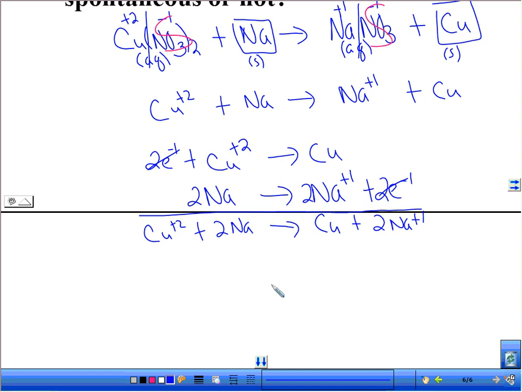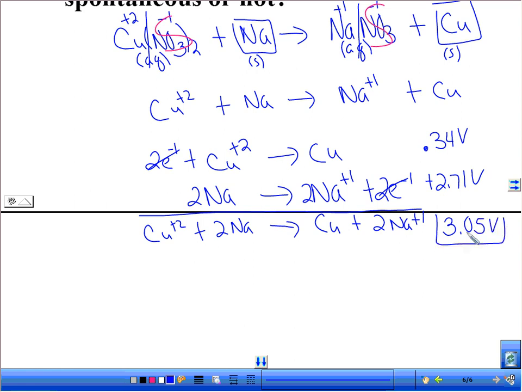Now, we could actually look on the chart and find the voltage. And so if we looked on our chart for copper 2 going to copper solid, this actually makes a positive .34 volts. This is just like he is in the chart. This guy is flipped because he is being oxidized. So if we look on our chart, we will find it's a negative 2.71, so we flip him around, it's a positive 2.71 volts. And I'm simply going to add those together, and that's going to make 3.05 volts.